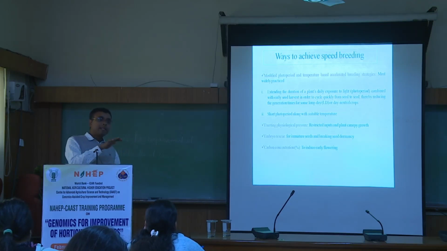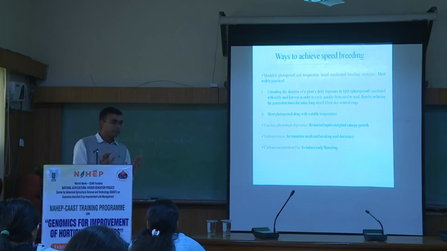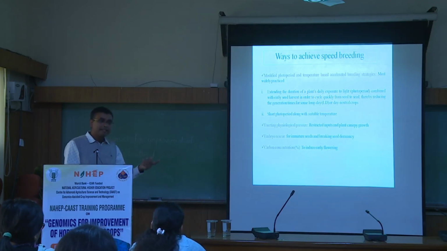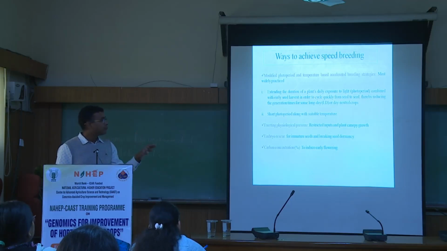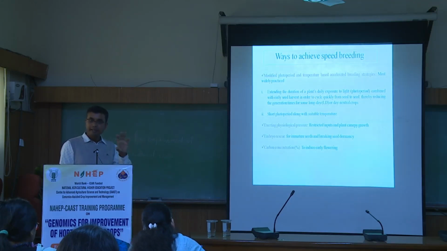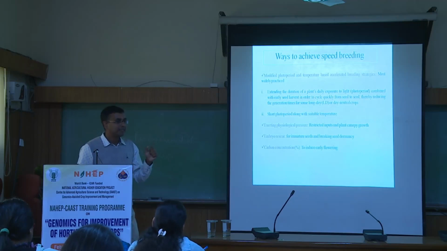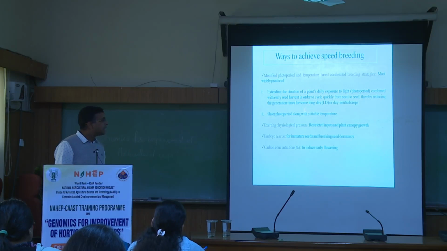Suppose the natural photoperiod is 12 hours in general. But we can increase it up to 24 hours if we want continuous light. So the photoperiod requirement of a certain plant will be met within half the time. Suppose the cycle of the crop is 6 months, we can do it within 3 months by giving the photoperiod. But this can be done only in case of long day or day neutral plants.